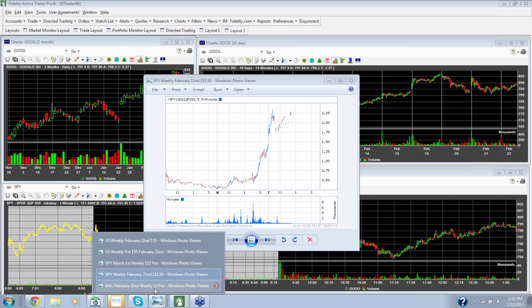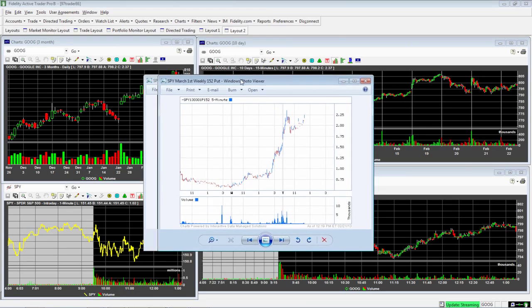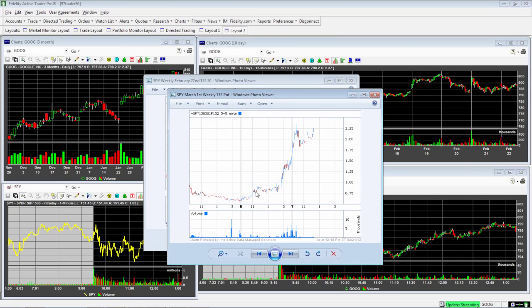I spread out across several different put options. So I had this one as well. This is the next week's 152. And my cost here was, as you can see right before 2 o'clock, around 70 cents, 77 cents, 75 cents, but possibly even up to 80 cents.